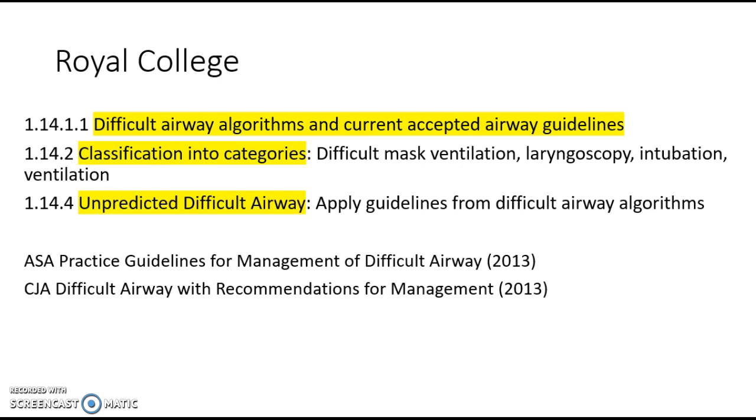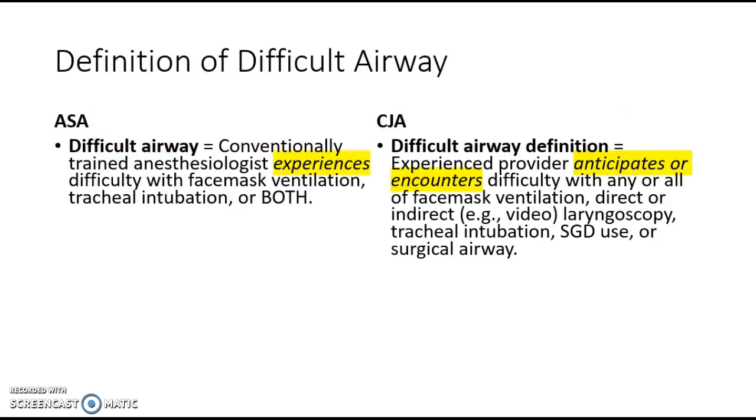We will be focusing on the ASA practice guidelines for the management of difficult airway, as well as that published in the Canadian Journal of Anesthesia. The definition of difficult airway varies across literature. It is defined in ASA as when a conventionally trained anesthesiologist experiences difficulty with airway, whereas in the Canadian Journal of Anesthesia, it is defined as when an experienced provider anticipates or encounters difficulty with airway management.